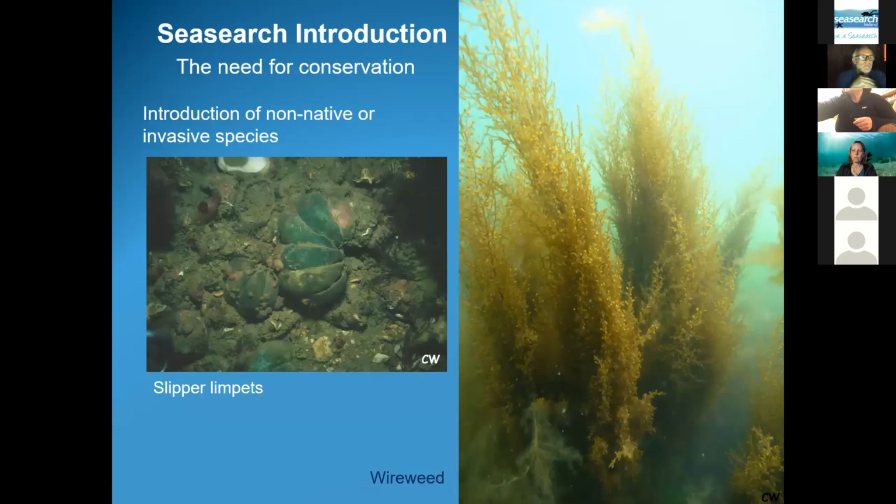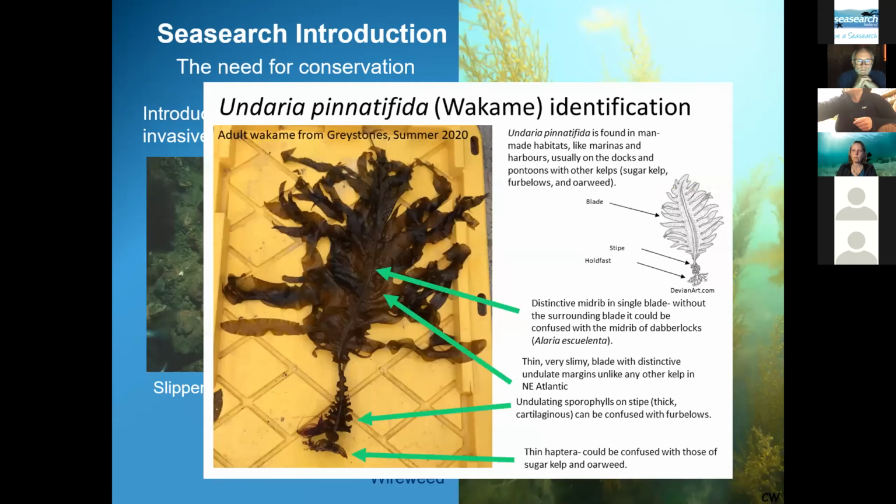So for instance, look at the introduction of non-native or invasive species like slipper limpets or sargassum. Also quite relevant at the moment is Undaria wakame, which we know is in Ireland and we know is along the east coast and possibly further. We are actually asking people to check local marinas and harbours for this at the moment. We have samples from Carlingford, we have it ID'd in Greystones and Dun Laoghaire, and we're approaching people to look at that.